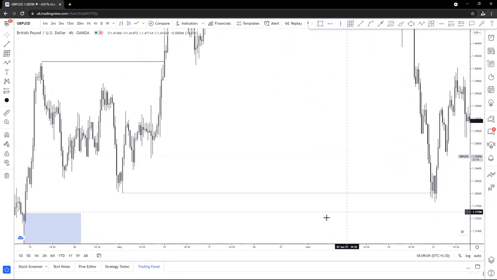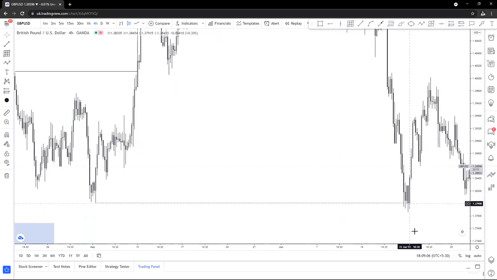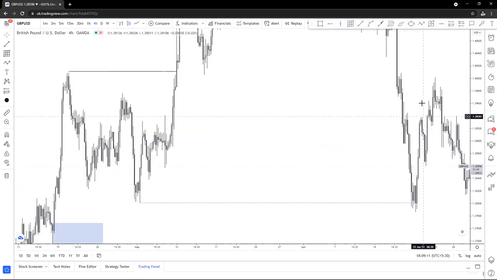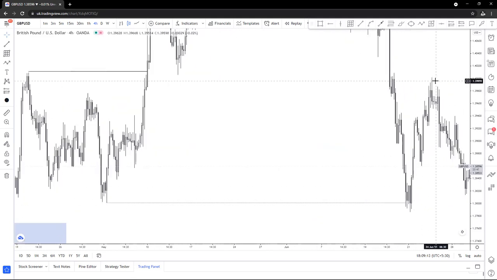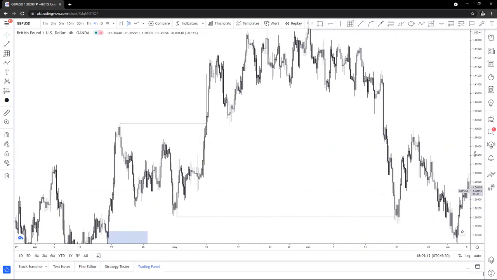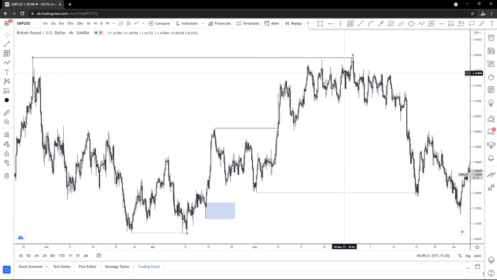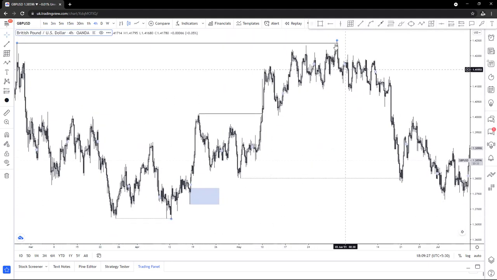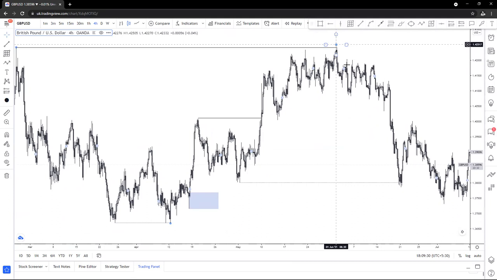Now, would they take price back down low? No. If they do that, these people would be in profit. So now they need to go back higher. But where will they go? Now, on the weekly, this was our range, from this low to this high.